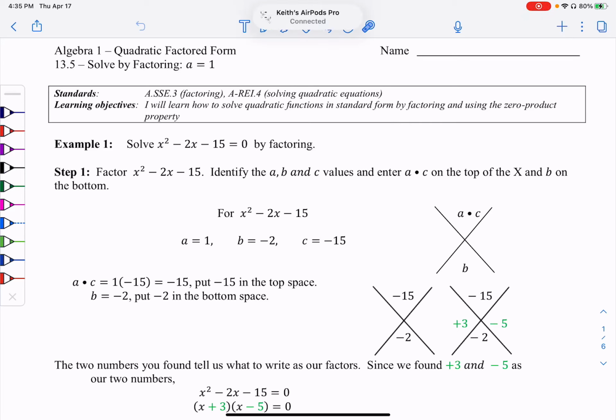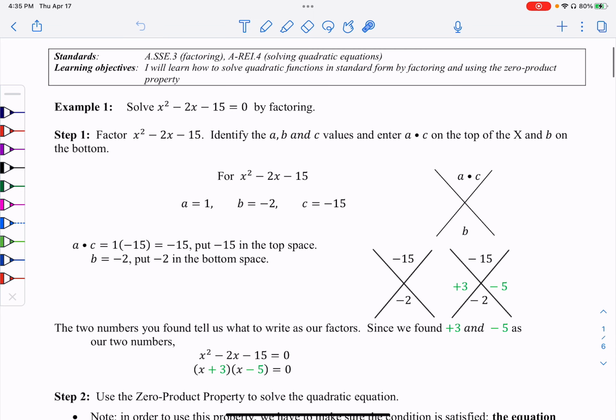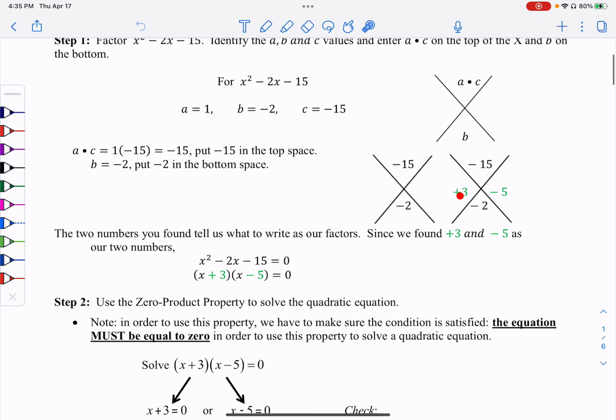Welcome to lesson 13.5, solving by factoring. So we know how to factor, right? Use our X factor, AC on the top, B on the bottom. We put A times C, 1 times negative 15, negative 15, and negative 2 on the bottom. Two numbers that multiply to negative 15 are 3 and negative 5, and they add to negative 2, right? So the 3 and negative 5 will give us our factor form, x plus 3, x minus 5.